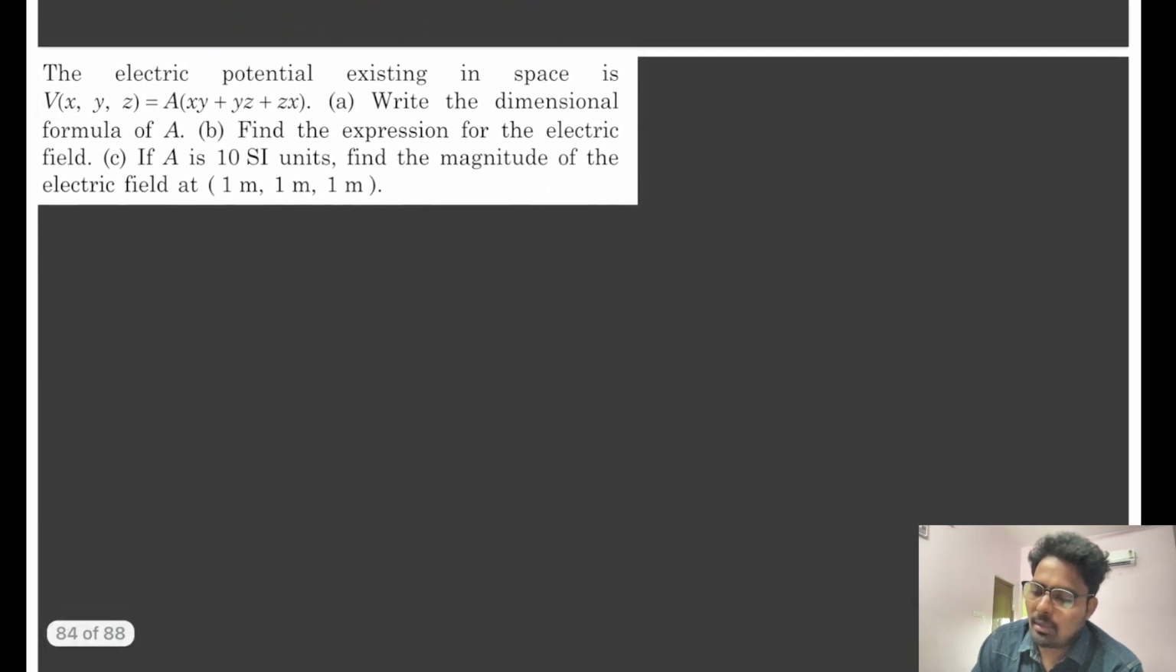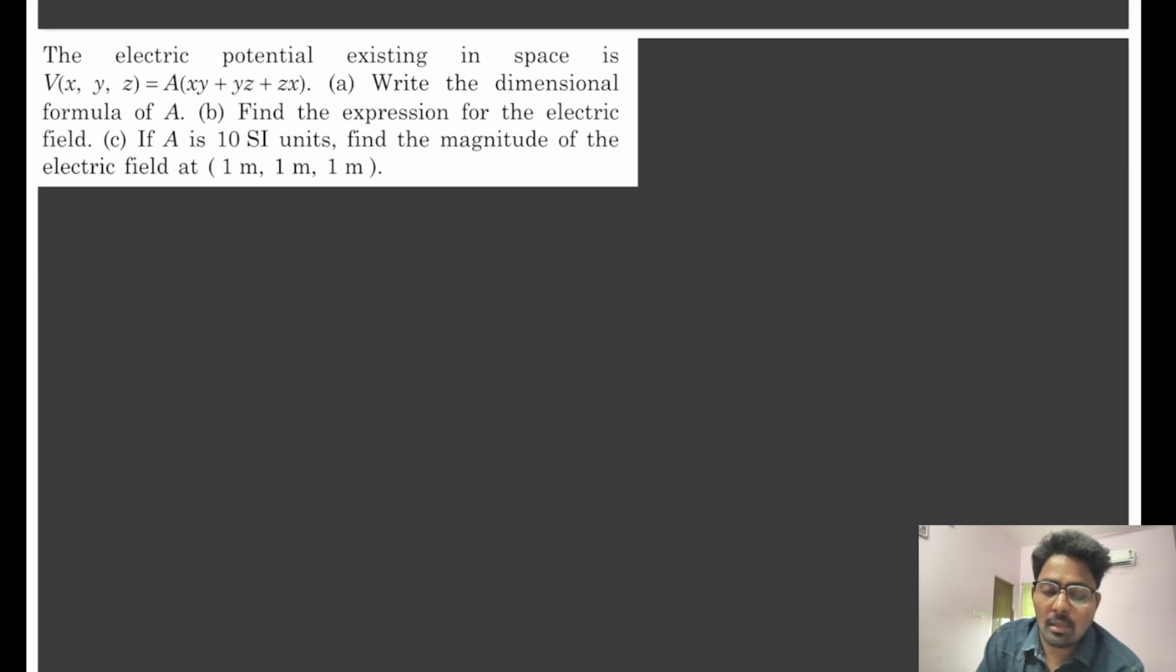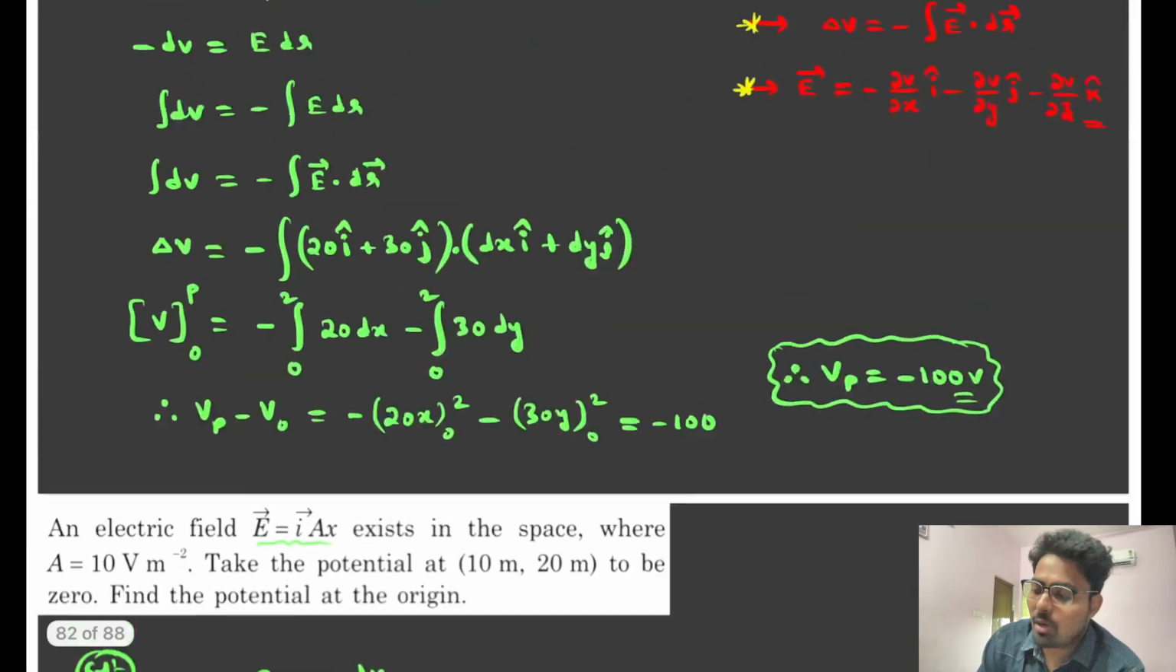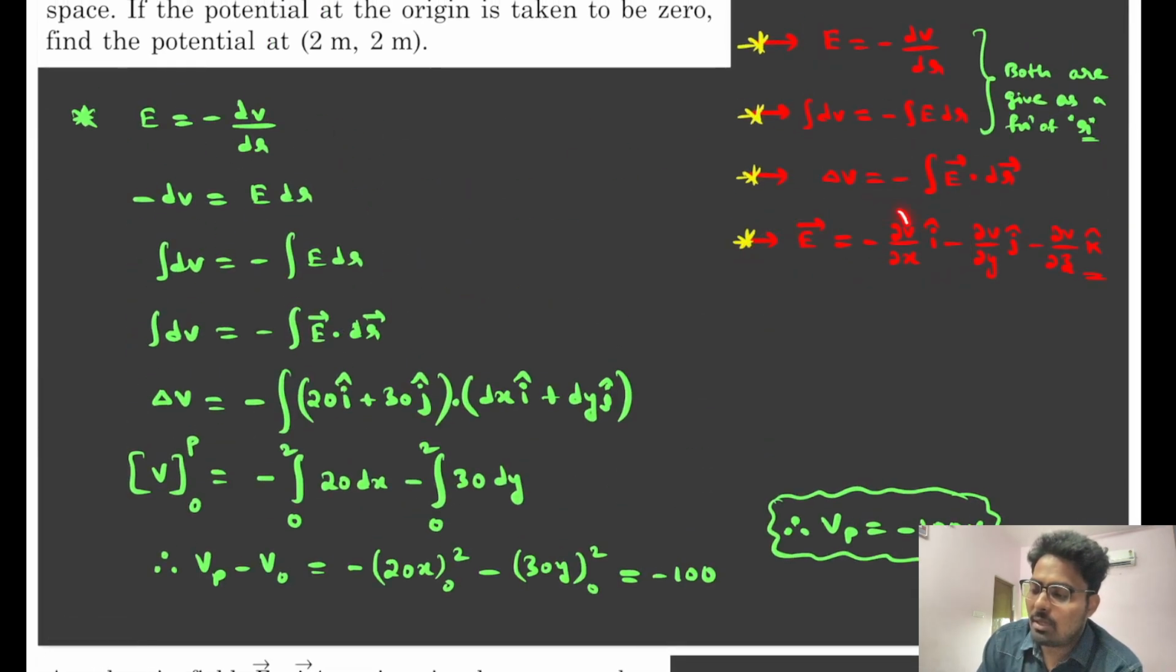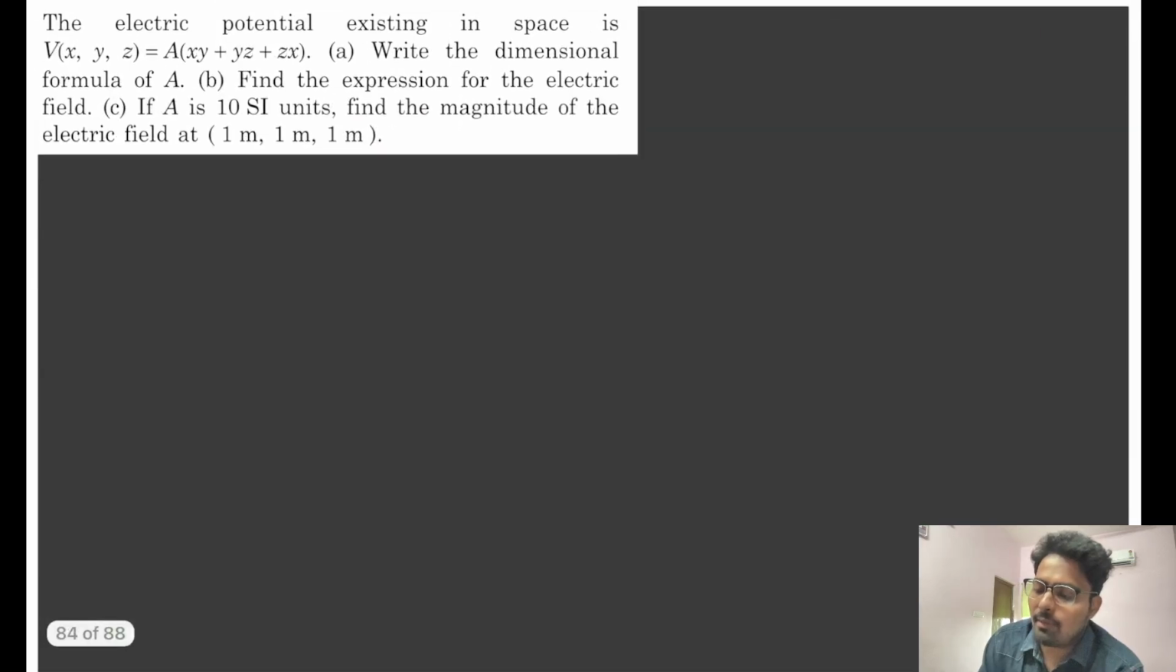And this is the final model that I have told in case of the relation between E and V. When V is given as a function of x, y, z, they are asking you to find the electric field. Once you find the expression for the electric field, automatically you can solve all these things. The dimensional formula and all I'm not doing, I'm just focusing on the electric potential in this chapter only.